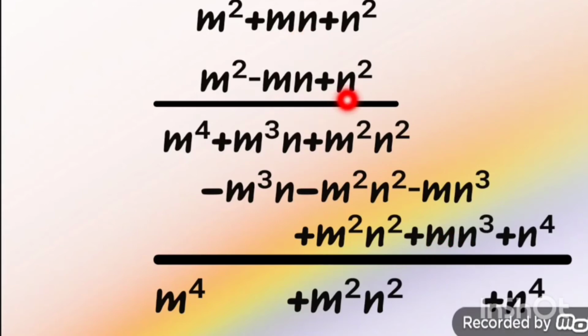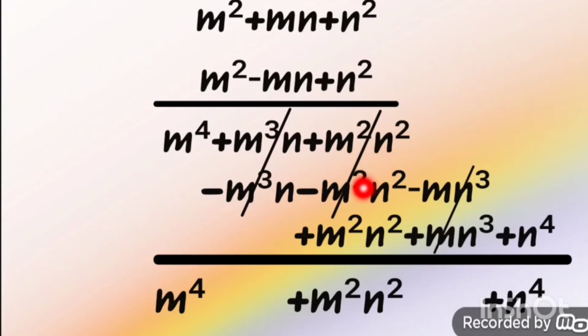Now multiply n square by n square. The product will be n raised to power 4. Now add these three expressions. Here minus mn cube plus mn cube are the terms with opposite signs, so these will be cancelled out.